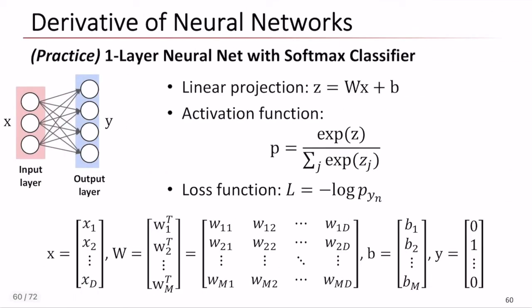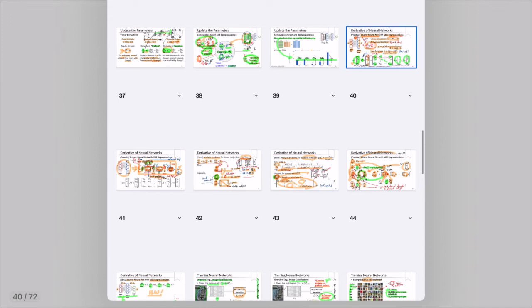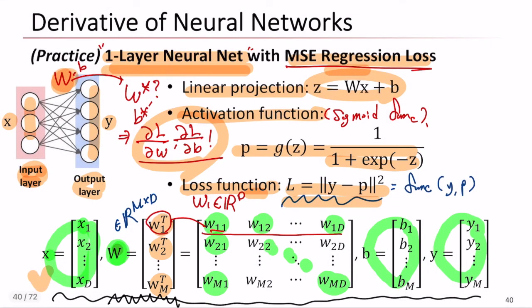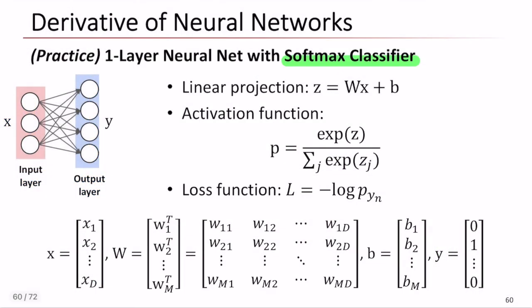Then let's talk about how to train your network with the softmax classifier. Now, the MSE loss, as we discussed here, was only for a neural network with MSE loss, but from here, let's talk about how to train your one-layer neural network with a softmax classifier.